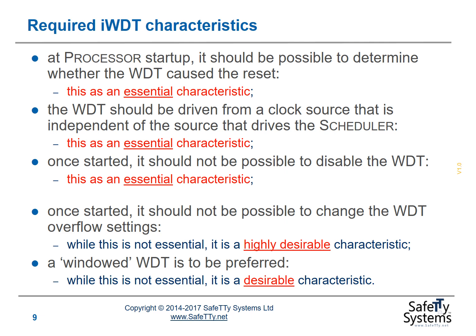The watchdog timer should be driven from a clock source that is independent of the source that drives the scheduler. As we've discussed, our main use for the watchdog timer will be to detect that the scheduler is not operating correctly, so we need to use a different clock source for the watchdog timer than the clock source that we use for the scheduler. Again, I see this as an essential characteristic for the watchdog timer.